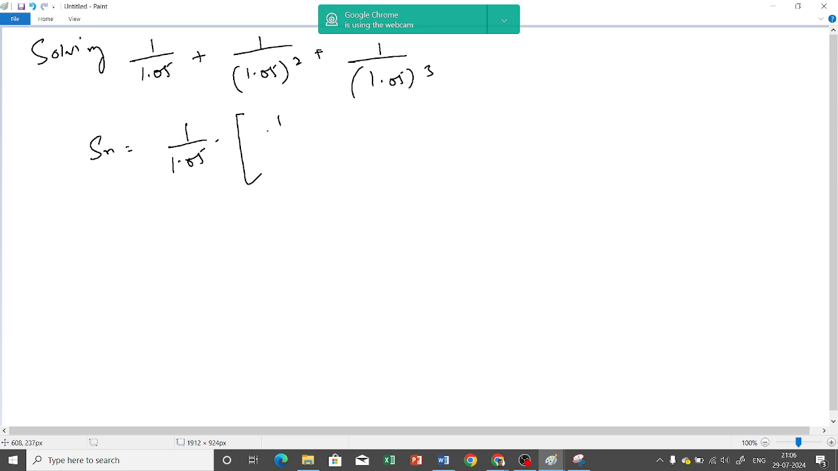a into r to the power n minus 1 divided by r minus 1.